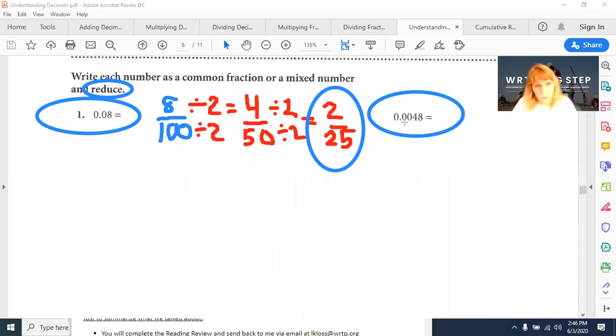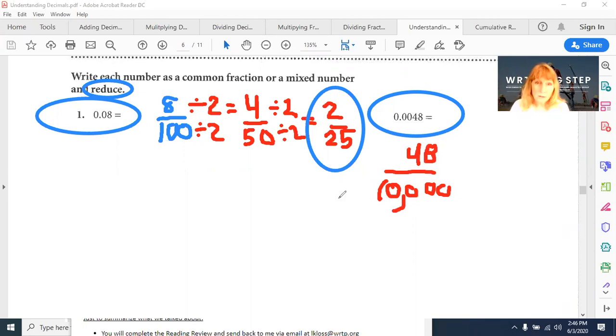We have how many decimal spaces past the decimal? How many spaces past the decimal? We have 1, 2, 3, 4. So we have tenths, we have hundredths, we have thousandths, we have ten-thousandths. So our bottom number is going to be 10,000. It's a big number. 10,000. Like that. And the top number is going to be 48. So 48 ten-thousandths. And that's how you would read that number as well.